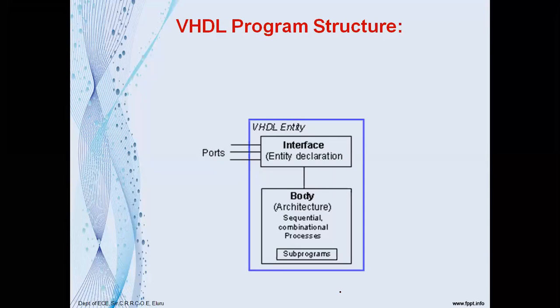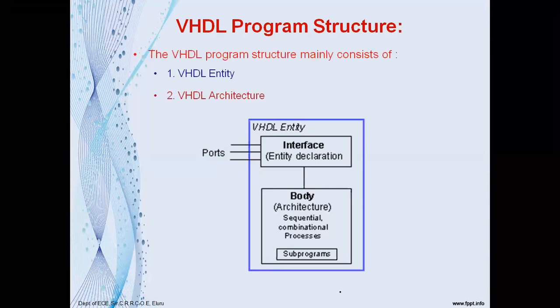A VHDL program structure mainly consists of the VHDL entity and VHDL architecture. So mainly the program structure of VHDL deals with two things, the VHDL entity and VHDL architecture. Here the program structure is not only the entity and the architecture body.